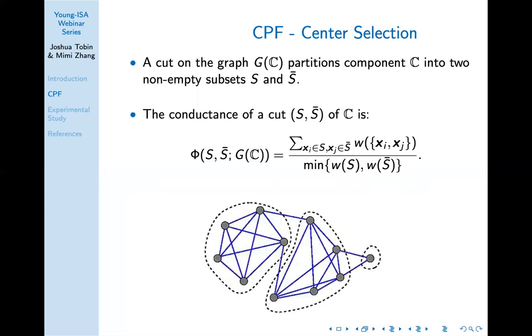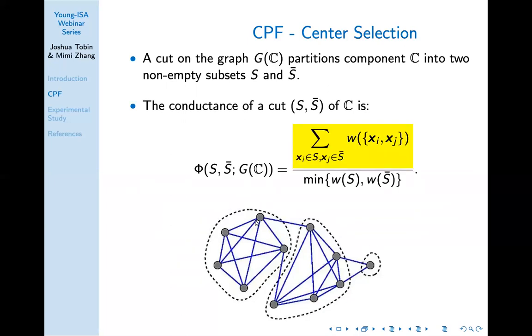So we're going to use a quantity called conductance, which is from graph community detection. People might know what it is, but I'll give a brief introduction to how it's computed anyway. So a cut on a graph partitions nodes into 2 non-empty subsets, S and S bar. And the conductance is a quality which is used to assess and compare different cuts with each other.